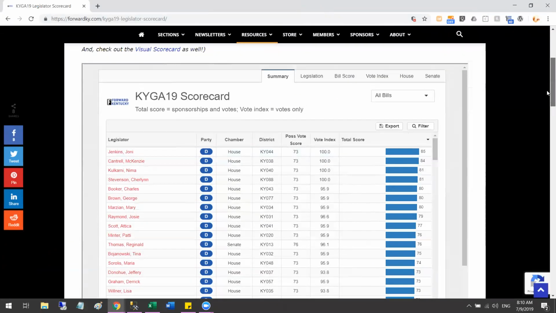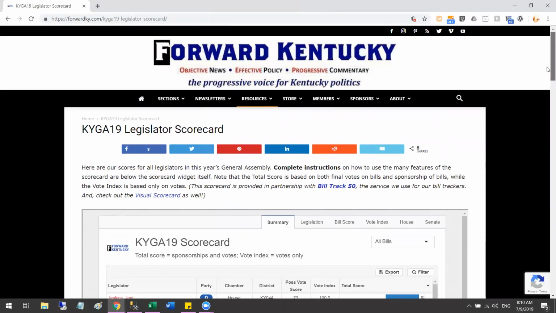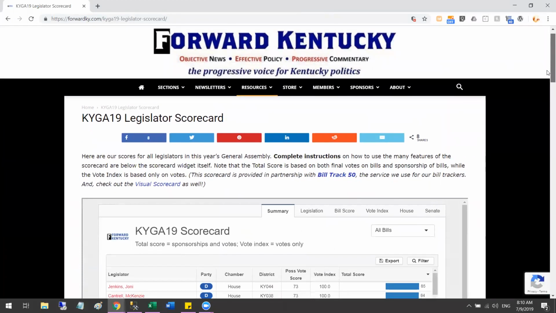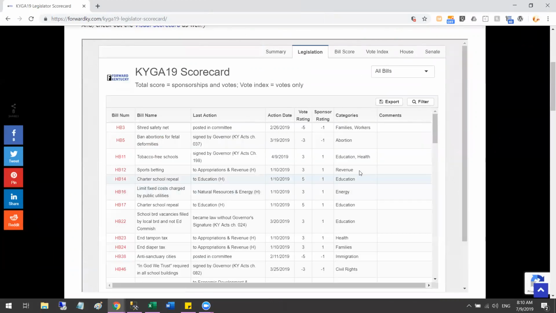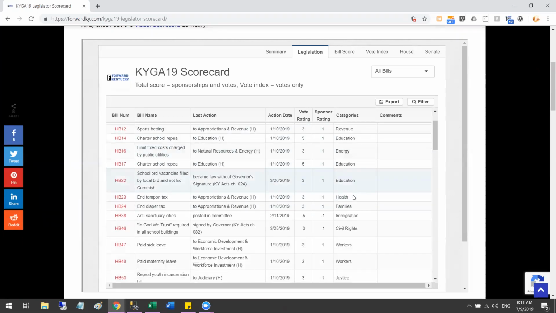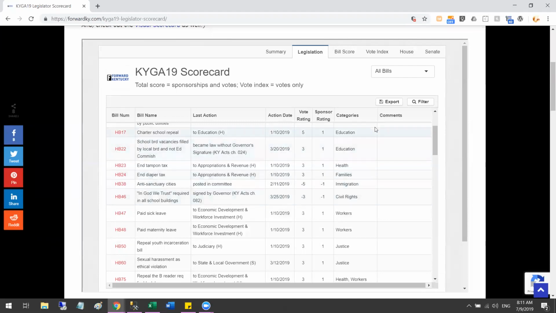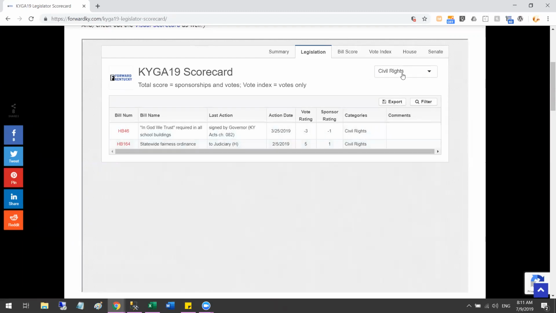This is Forward Kentucky, a liberal group in Kentucky trying to move things in a liberal direction. They've picked a group of bills that they thought were progressive and decided whether they supported them or not. This is where they put their score, basically like rating a movie: 3 stars out of 5, 5 stars out of 5, or negative for bills that they didn't like. They also put the bills in categories so that you could see what matters to you. They are covering the entire progressive agenda, but if you are mostly interested in civil rights, you could look at just the civil rights bills, for example.